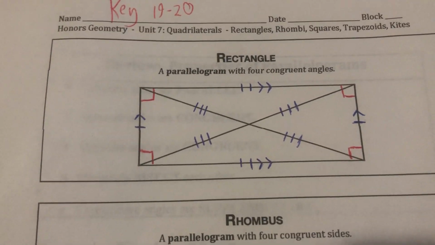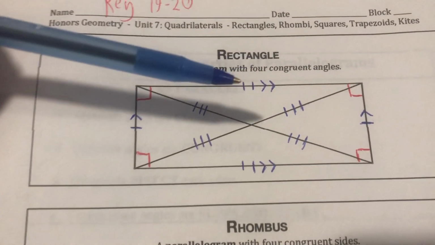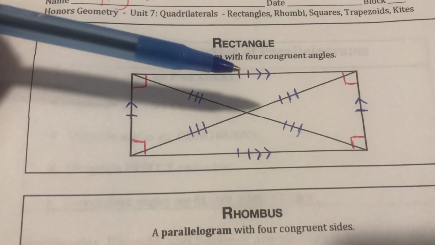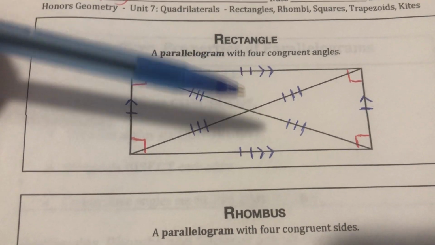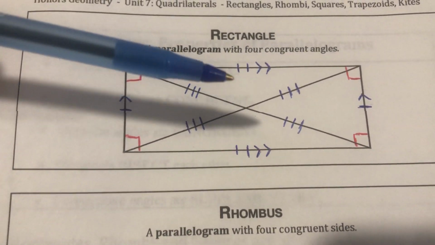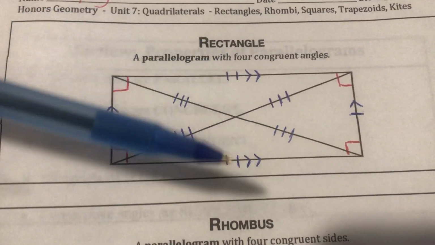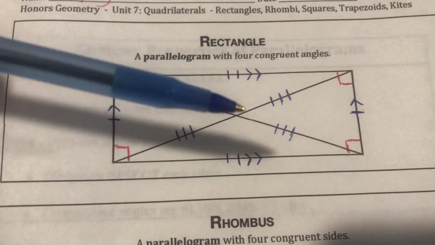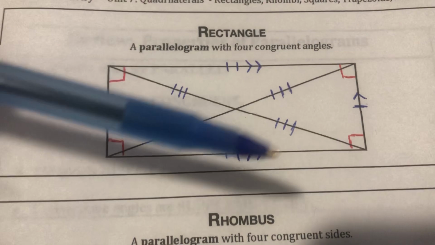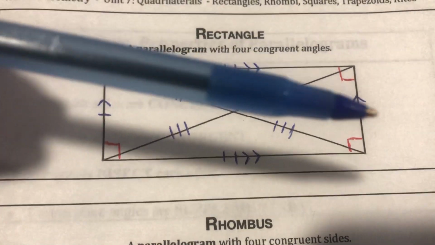So on your first page, guys, some stuff that you could add into your diagram. A rectangle is a parallelogram, so the opposite sides are going to be congruent. So I'm throwing two tick marks on the top and bottom, one on the left and the right, and opposite sides are also parallel. We know that. So there's going to be two parallel marks on the top and bottom and one on the left and the right.